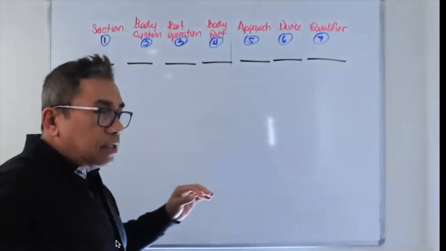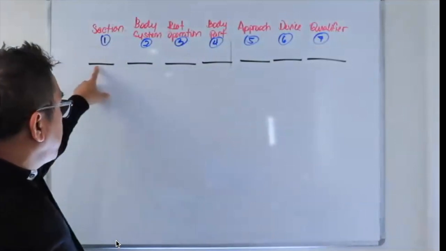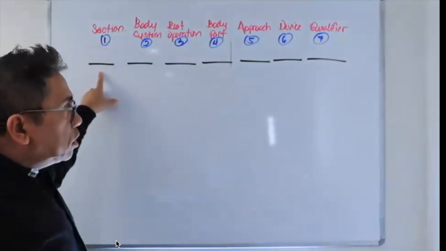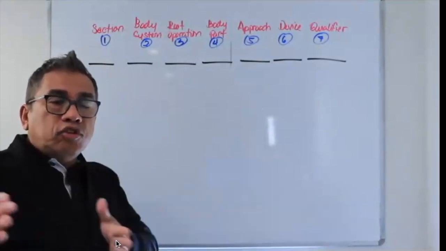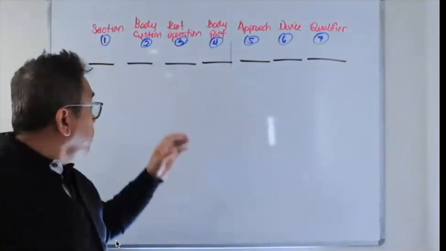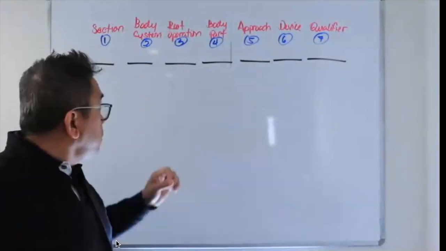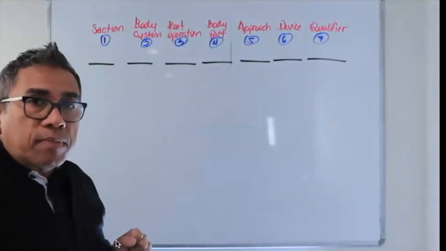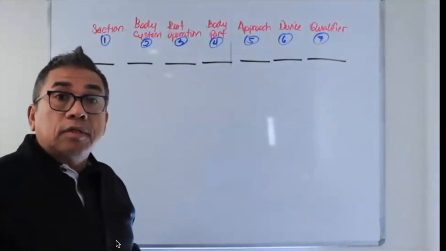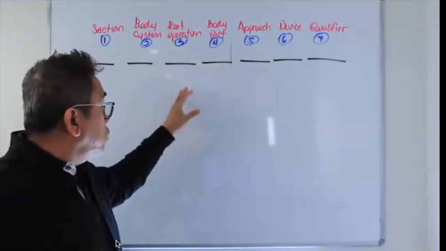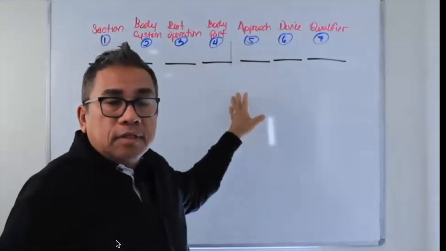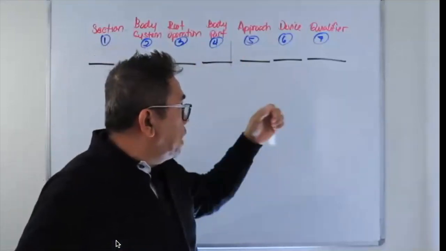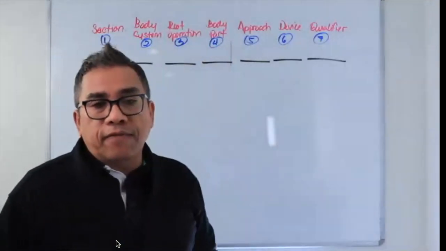Let's do a quick review. The number one axis is the section, and last night I told you guys the section is about the nature or the character of the procedure. Number two is the body system. Number three is the root operation. Root operation, we now know, is the final intent of the procedure. Number four is the body part. Five is the approach. Six is the device. And seven is a qualifier.